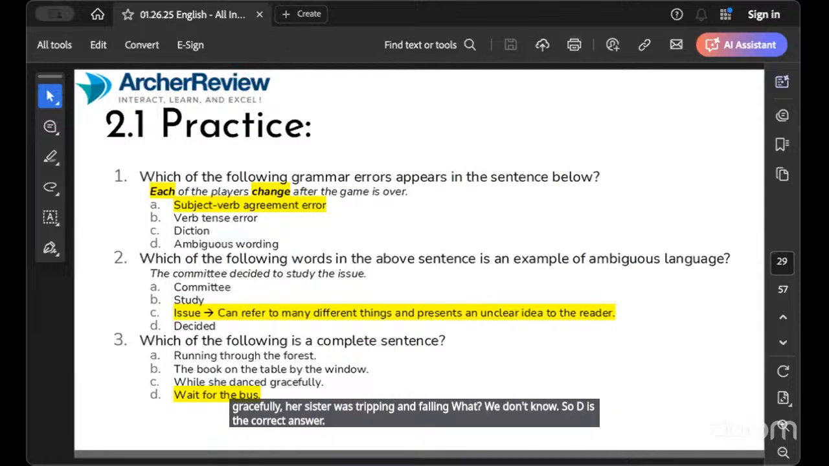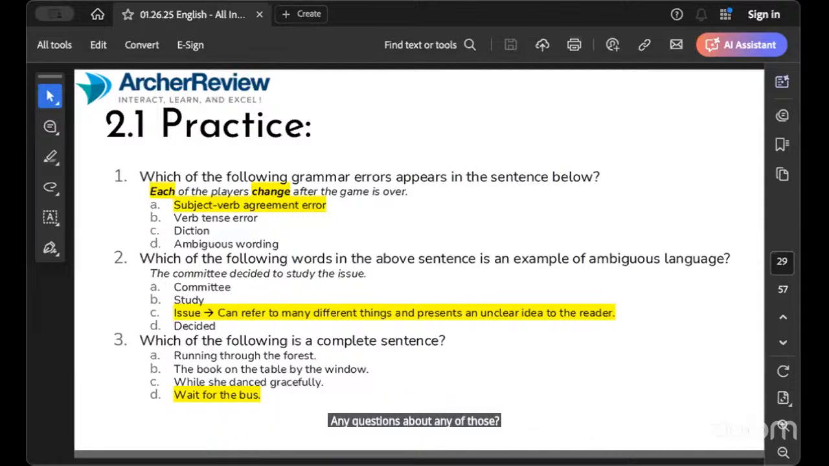Any questions about any of those? Looks like we were doing pretty good.